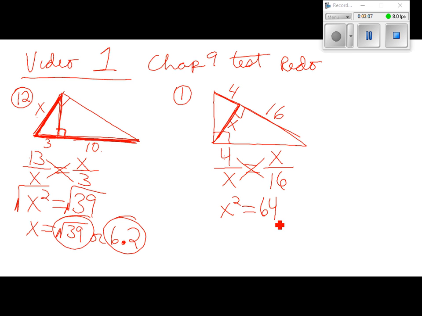Take the square root of both sides. The square root of x squared is x. The square root of 64 is 8. So the first one used the leg theorem, and this one used the altitude theorem.